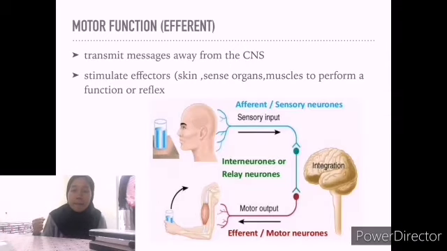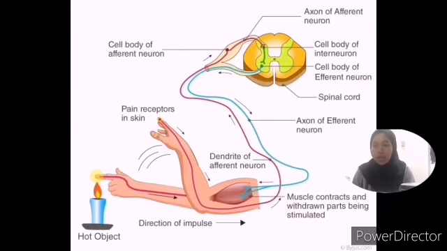Next, the motor function, which represents the efferent, transmits messages away from the central nervous system. It also stimulates effectors such as skin, sense organs, and muscles to perform a function or reflex. So this is the application of the reflex arc.